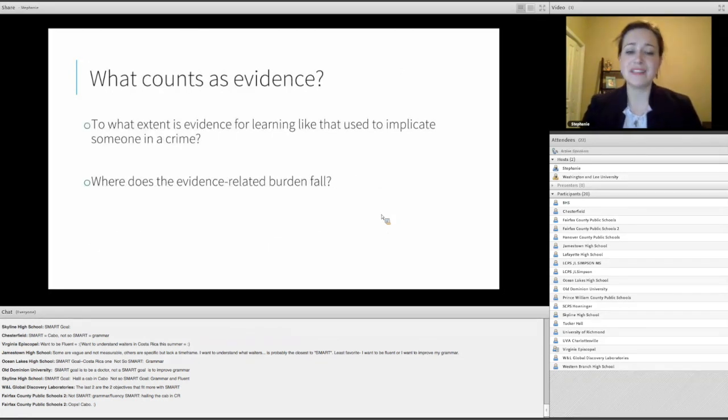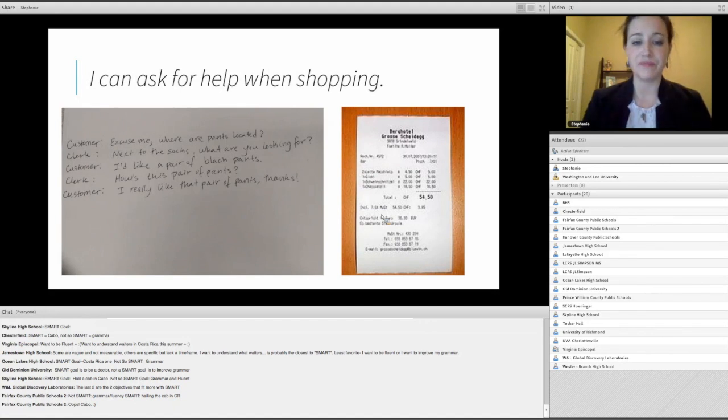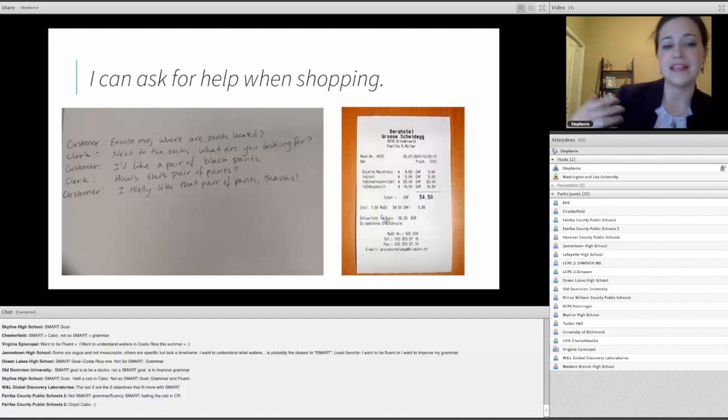So that brings us to a really important point. What counts as evidence? And the answer is, if you're using Linguafolio online or another language portfolio, it depends on how you're using it in your class. If you're using it summatively, you may not like this evidence or you may like it. Let's actually chat about it.